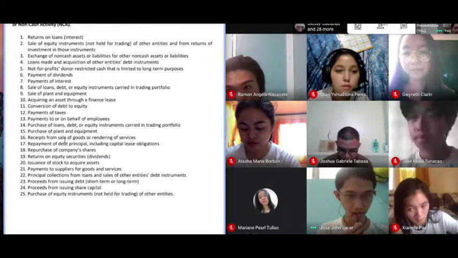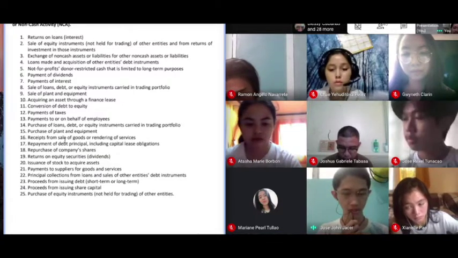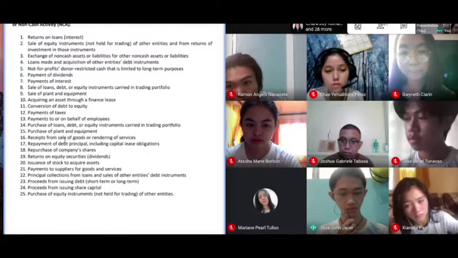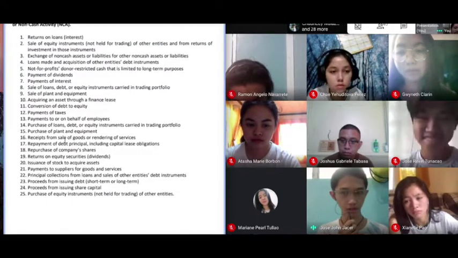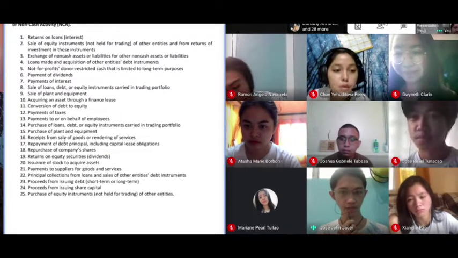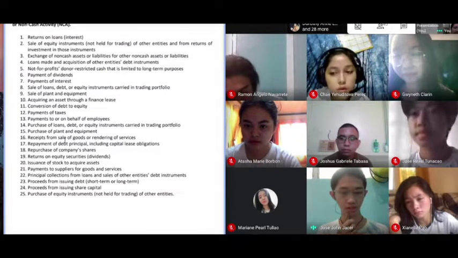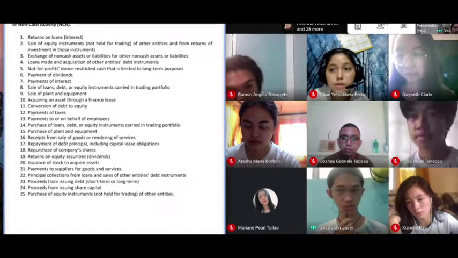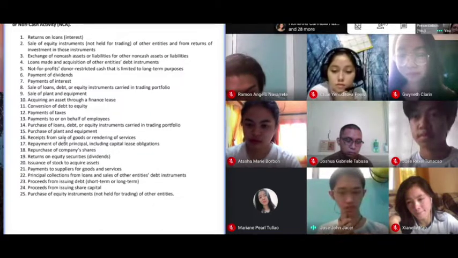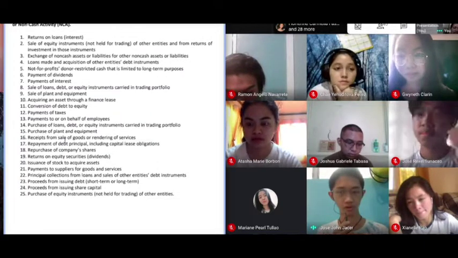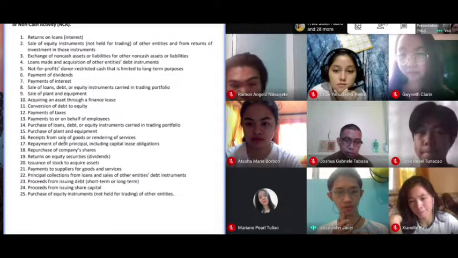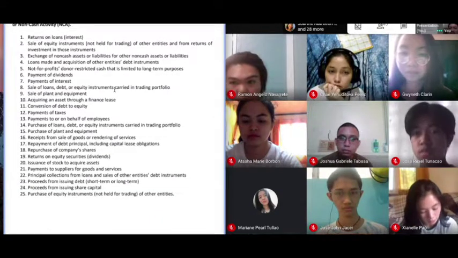Number 6. Payment of dividends. Our answer for number 6, sir, would be financing outflow because according to the book, payments of dividends are the cost of obtaining financial resources. Although alternatively, it can be considered an operating outflow because according to the book as well, it assists the users in assessing the ability of an entity to pay out dividends out of its operating cash flows. Okay, so that's correct. Next item, please.